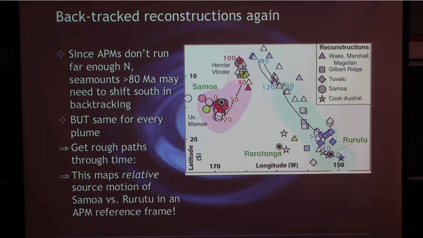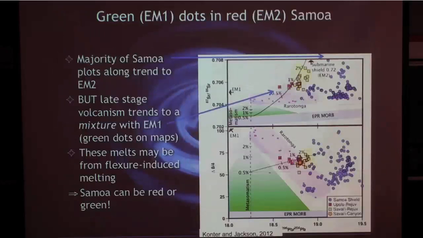Samoa is a different animal because what it does is, we mentioned this earlier, you build this shield and then you put a little cap on top, a rejuvenated cap on top. In Samoa, that rejuvenated cap actually looks a lot different. Well, thanks for the next slide suggestion. This is where the Samoan shields are, and this is where the rejuvenated stuff is. It shifts. This is not red and green color-coded like the rest of it, but the green dots that you saw in Samoa are similar to this. They're on this trend towards EM1. That's where the late-stage Samoan rocks sit.